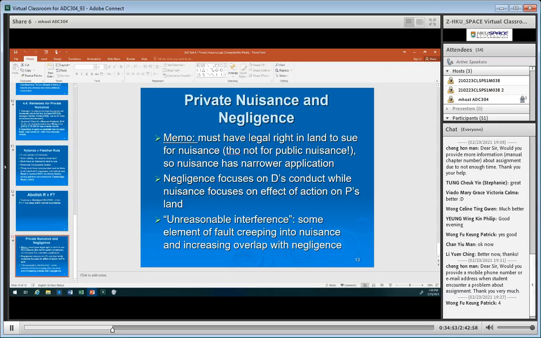Unreasonable interference, of course, you could argue that with regard to private nuisance, there is an element of fault creeping into nuisance. So there's an academic argument. There's a bit of an overlap between negligence and private nuisance. Anyway, not to worry too much for our purposes. So that's private nuisance.